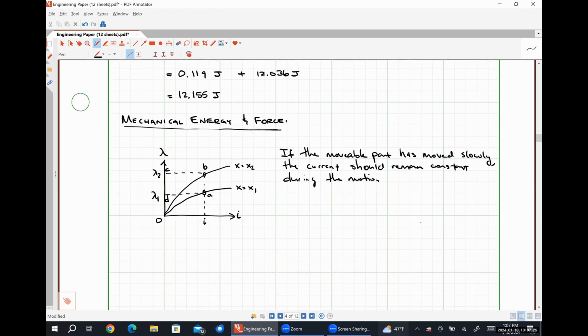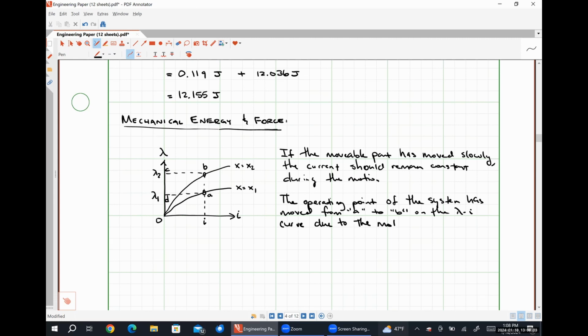I'm just going to say here explicitly, the operating point of the system has moved from A to B on the lambda-I curve due to the motion.